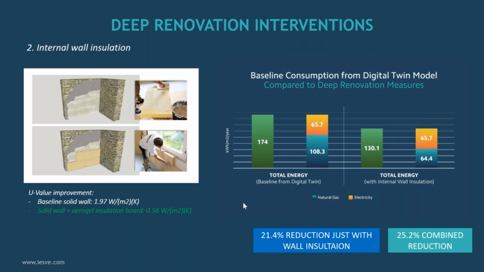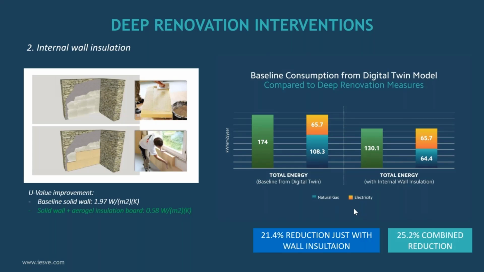The next thing will be internal wall insulation. It's slightly more complex, but if there is the possibility in a specific building, that's obviously one of the things that will reduce your heating loads the most, especially if the building comes with no insulation at all when constructed. In this case, we reduced 21.4% the energy consumption of the building, and 25.2% if combined with the roof insulation as well.